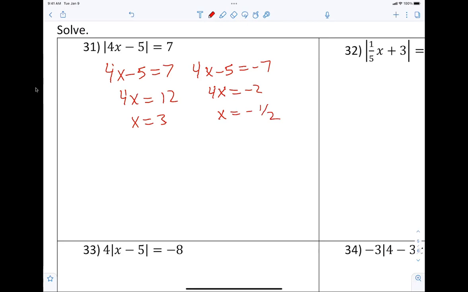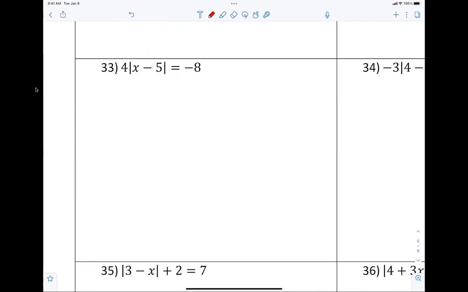Everybody's good with that? All right. Now on number 33, what do I need to do first? Divide by 4. So now we say absolute value x minus 5 equals negative 2. And for my thinkers, the answer is no solution. Absolute values cannot equal a negative.